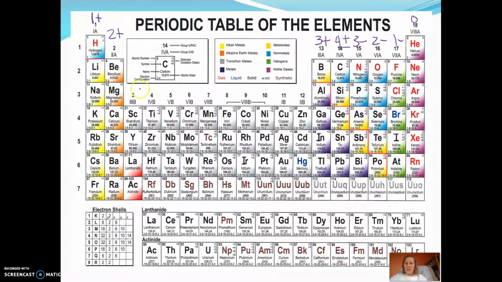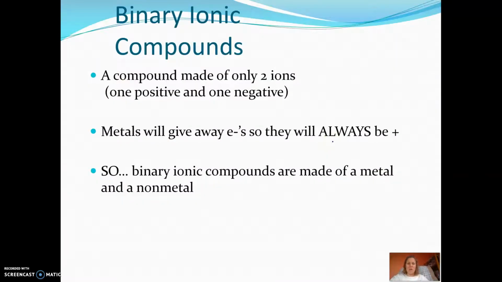So here you go. These guys, for the most part, if you just look at the charges, they are all pluses. So metals, these are all metals. Remember, this side of the periodic table is metals. They are all pluses. Plus, plus, plus, plus, plus, right? So metals will always be a positive ion.